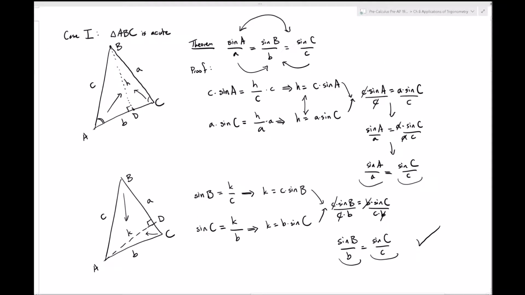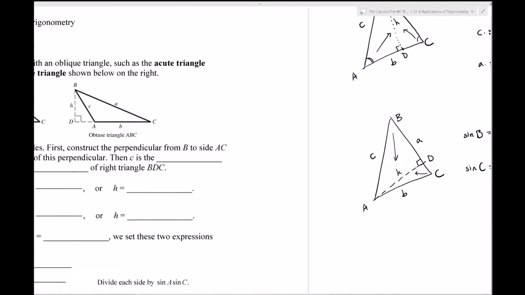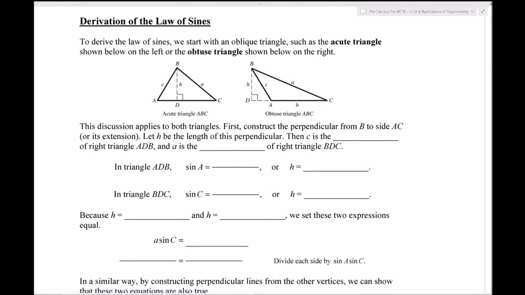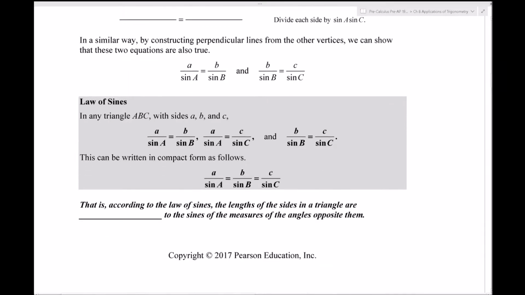For the obtuse triangle case, it's the exact same work. The only difference between the acute and the obtuse triangle case is that the altitude on one of those angles is going to be outside of the triangle. But it's the same idea. So we won't go over that case. We'll go straight into an application of that to solve.